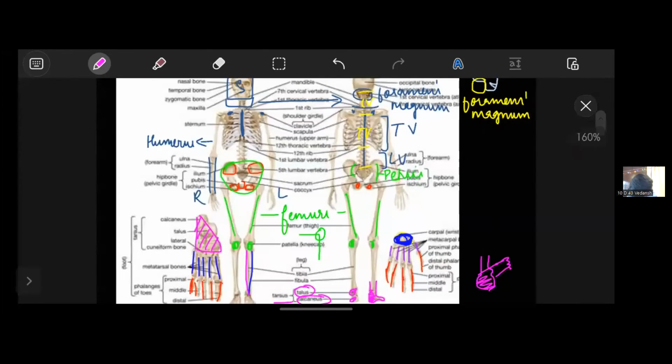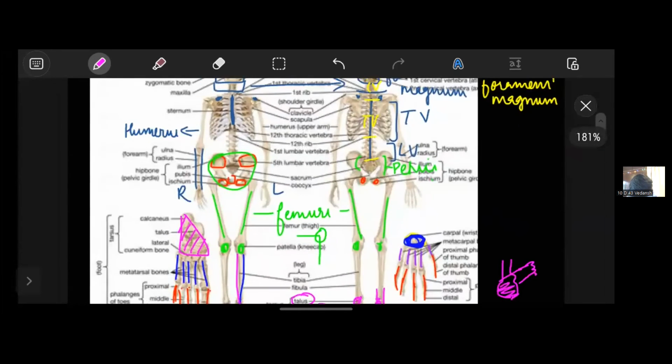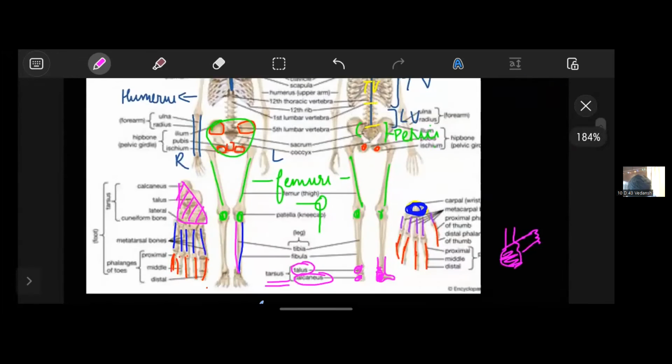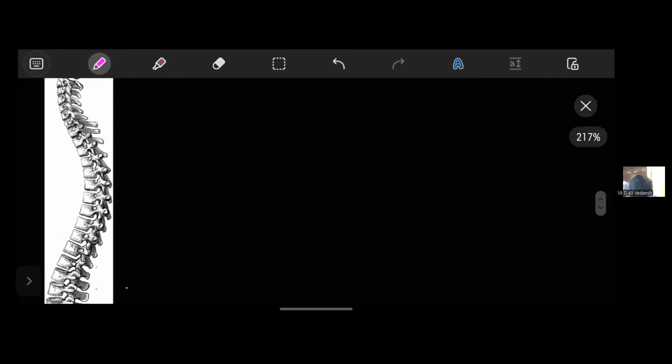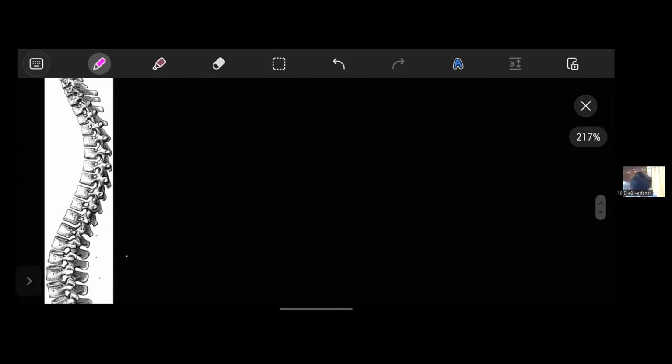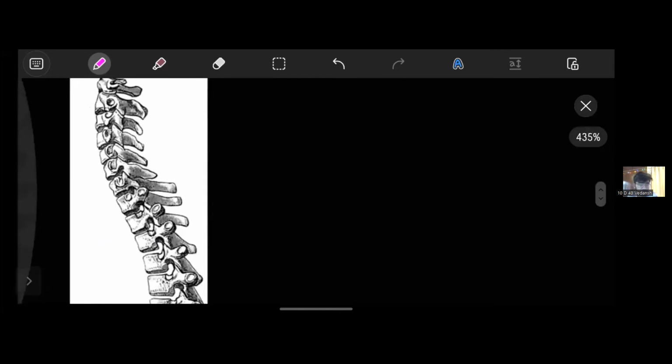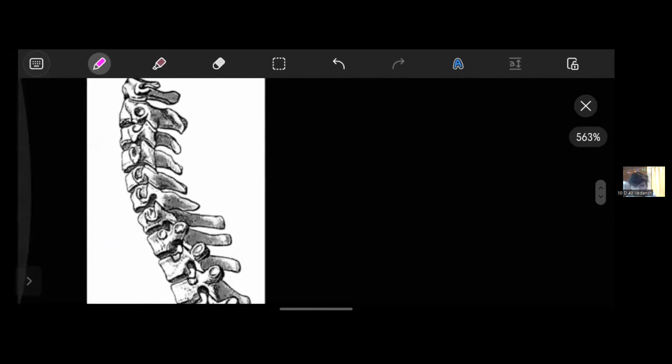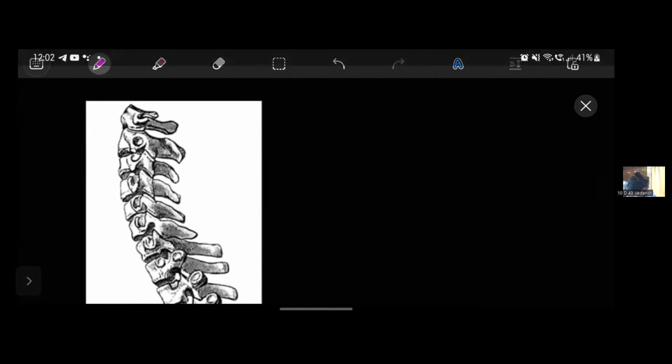The next thing we will talk about is the vertebral column itself. Okay, so you can see a big picture of vertebral column in front of you, correct? Now let us dive straight into this. What are the different parts of the vertebral column? Okay, so the first part is the cervical vertebra.